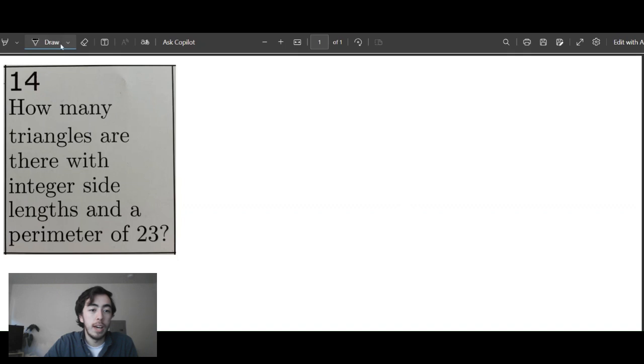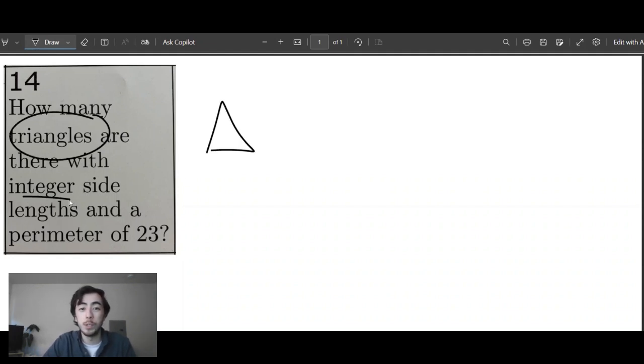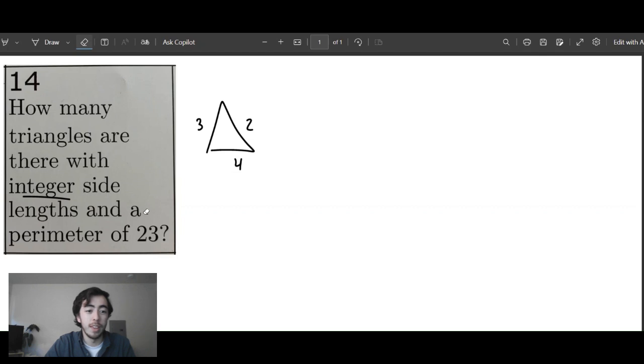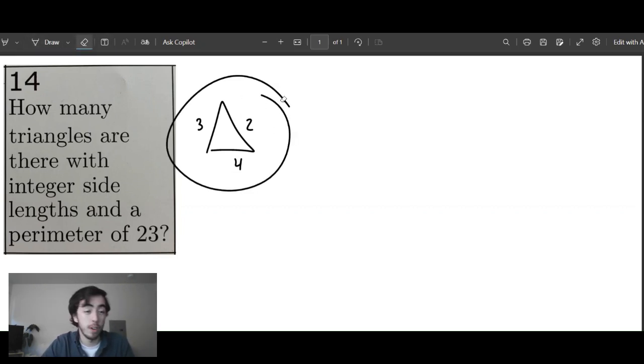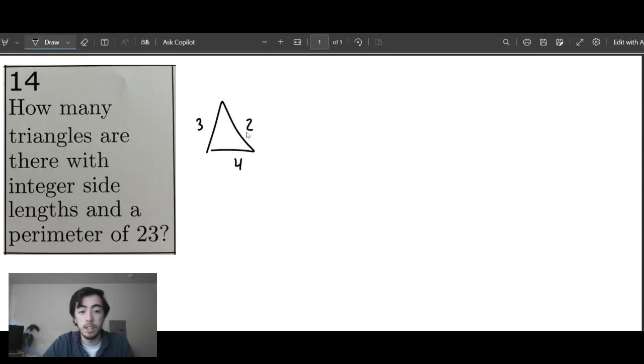All right, how many triangles are there with integer side lengths and a perimeter of 23? So, okay, I think we both know what a triangle is. Integer just means whole number. Technically, it could also mean 0 or negative numbers, but it would be really weird to have a triangle with negative distances for side lengths. So that's just not going to work. And then the perimeter has to be 23. So this is way too small of a triangle because the perimeter is only 9.